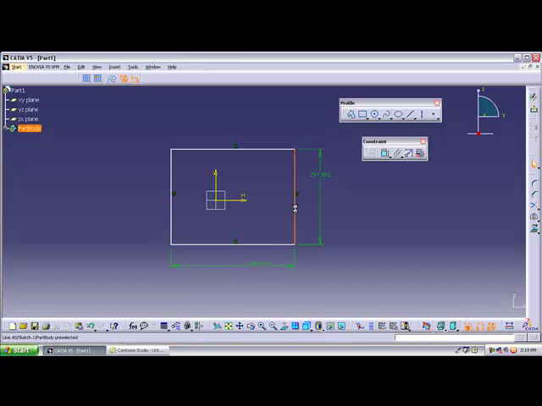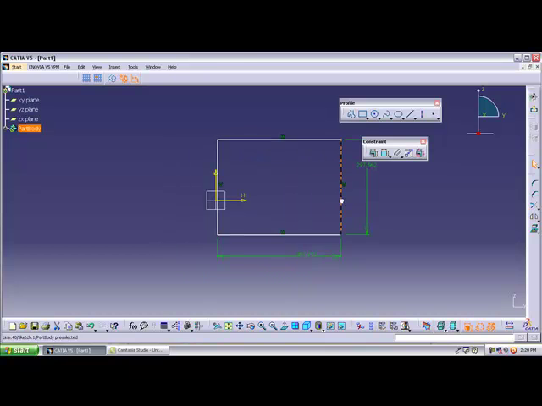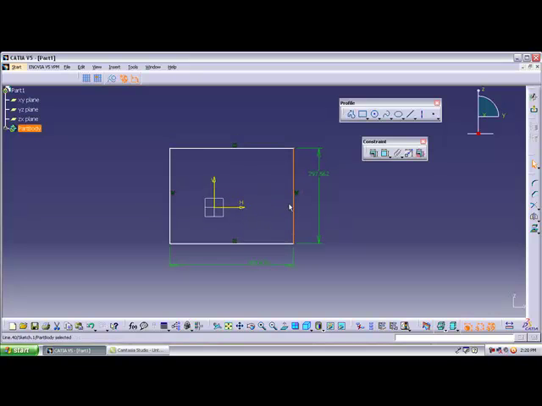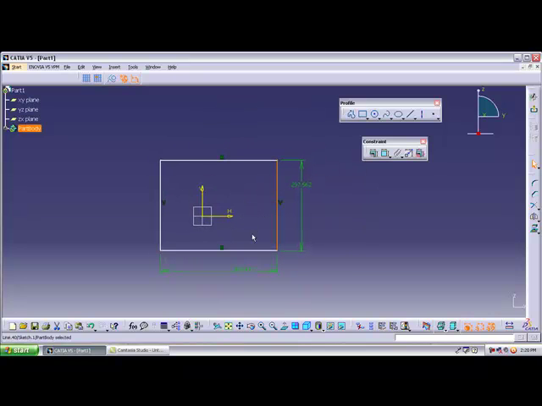See, if I move this line, the complete rectangle is moving, but the lengths of this line and this line are not changing. Why? Because this line length is fixed to 297 and this line is fixed to 387. Like this we can make the constraints.